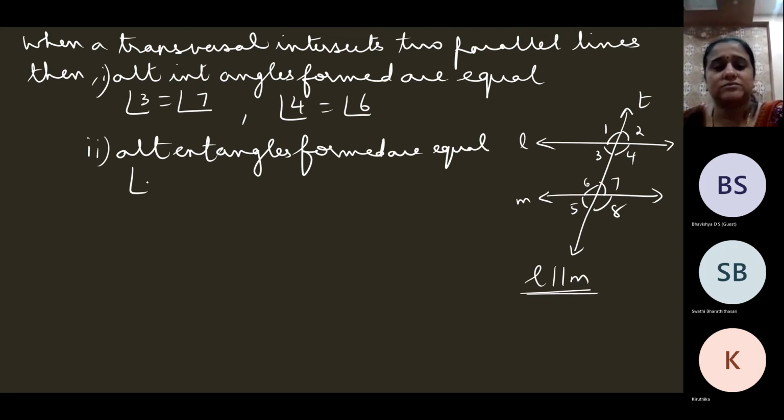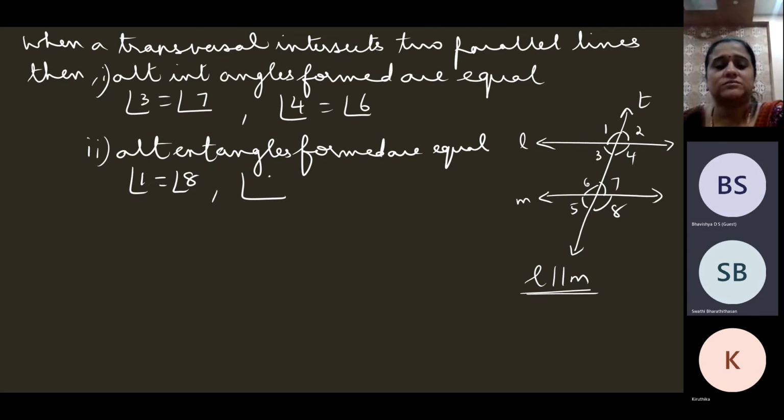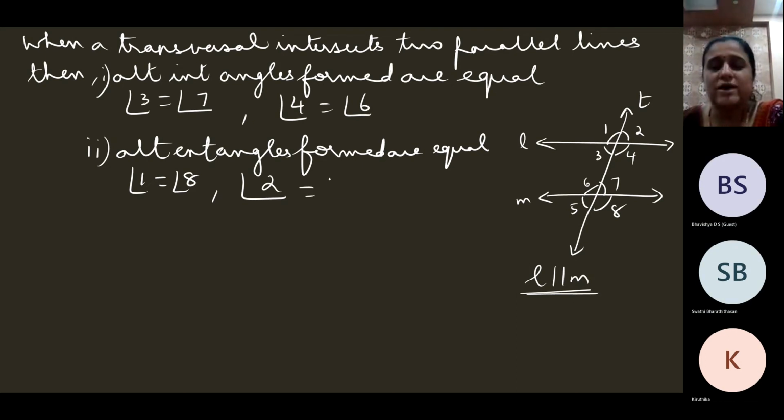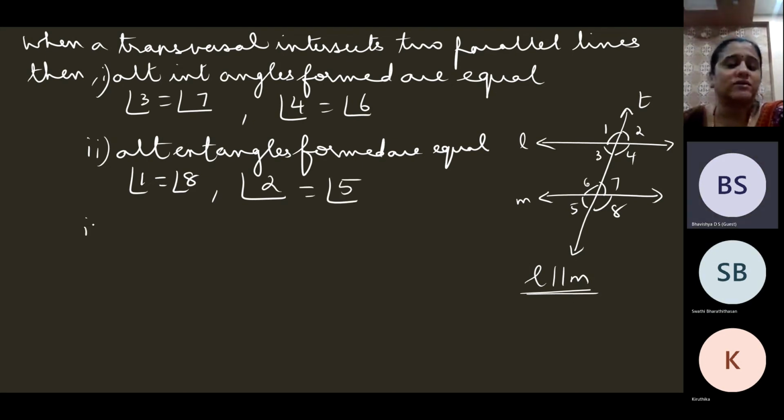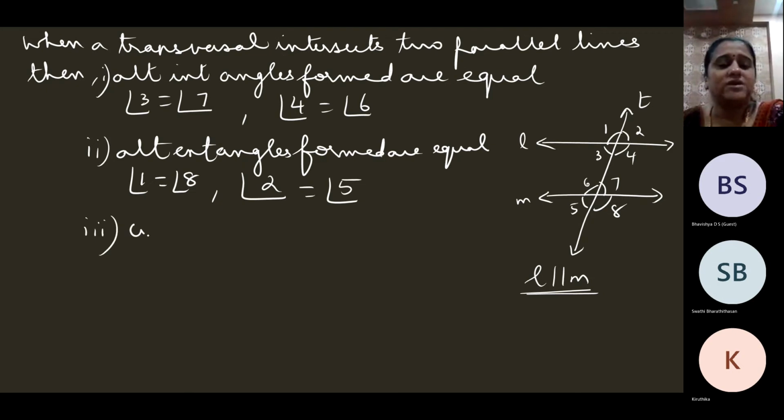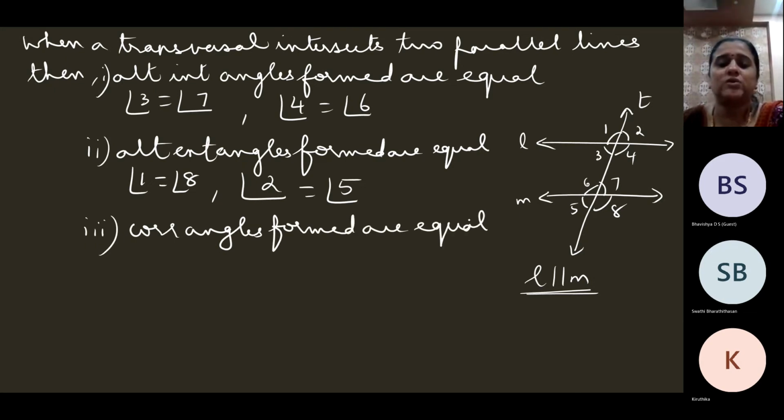Angle 1 and 8, ma'am. Angle 1 is equal to angle 8. Then angle 2 and 5. Angle 2 is equal to angle 5. Okay, then corresponding angles. Corresponding angles formed are equal.